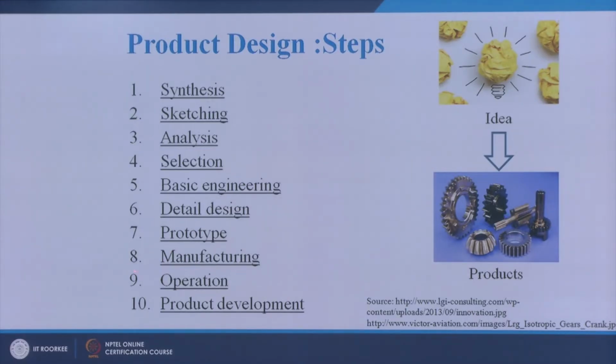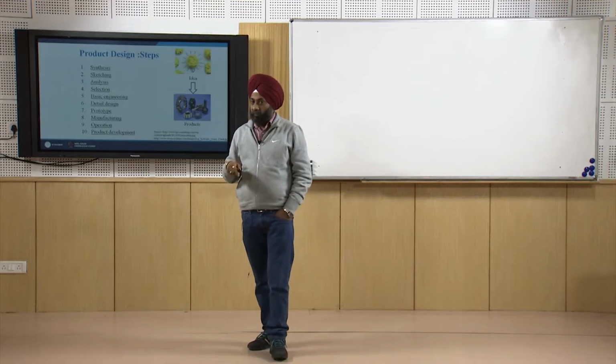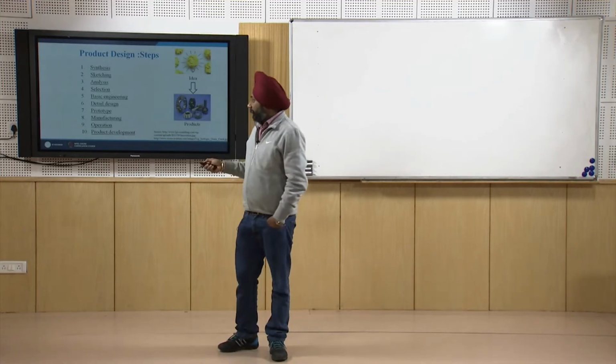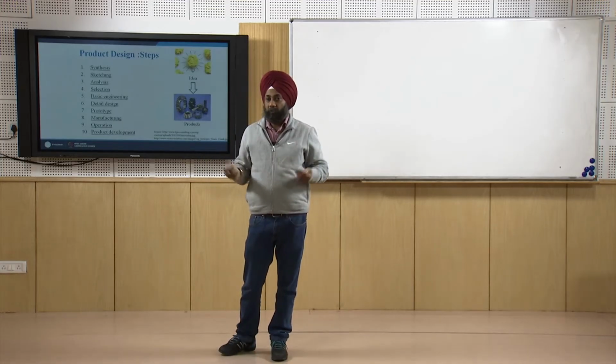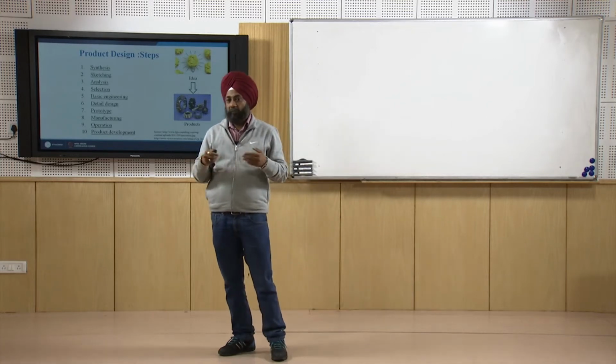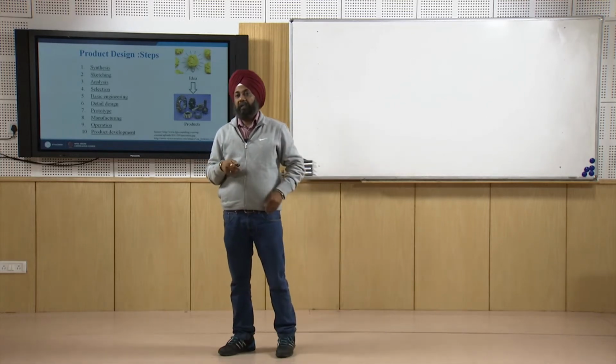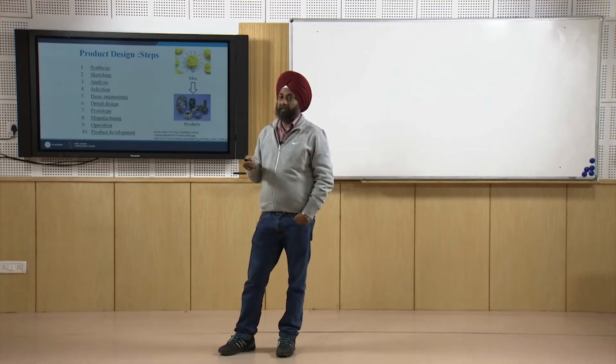Next is the manufacturing, and in manufacturing you will manufacture the product full scale. In prototype you will only make a few models, but in manufacturing it will be full scale manufacturing, in which the complete factory will be used and the product will be manufactured as per the design and as per the customer requirement or the demand in the market.